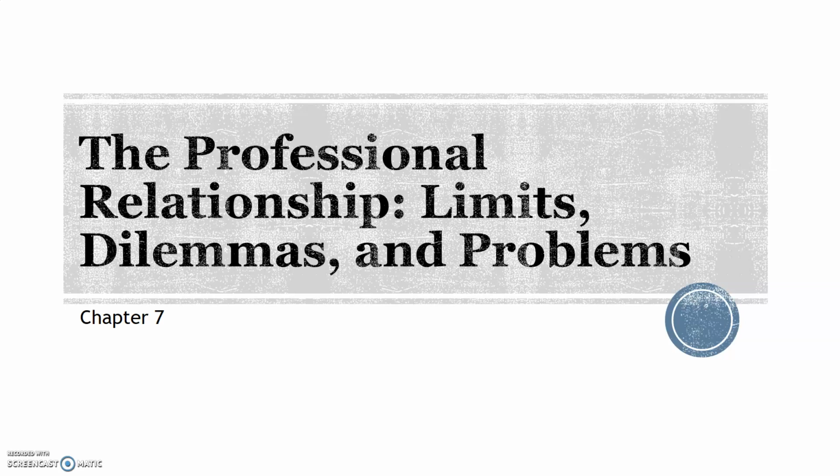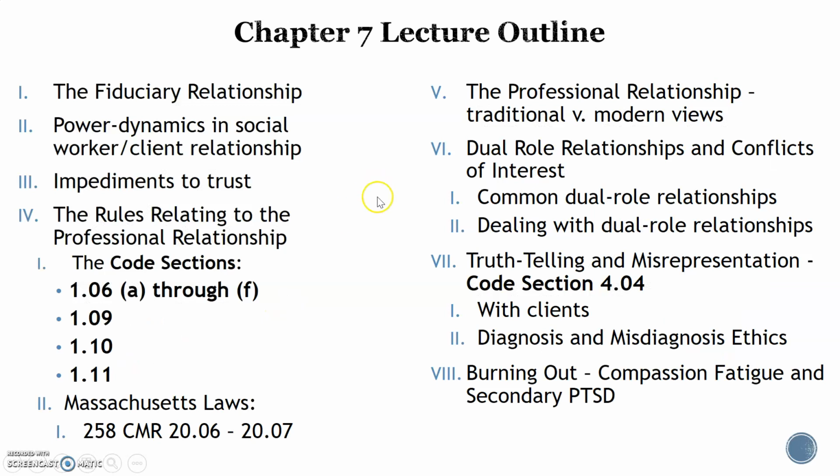To help you with this, there is a lecture outline. I'm also posting this as a Word document so that you can have it out when we're going through it. All of these topics here, the main ones, 1 through 8, are all going to make it onto the quiz and the final. Especially, we're going to look at the fiduciary relationship and what that means, and the practical issues of power dynamics in the professional relationship. Then common impediments, problems to gaining trust, not necessarily between individuals, but in a broader sense in society.